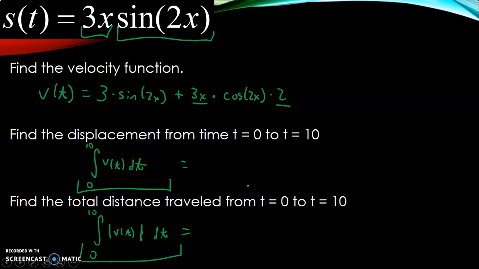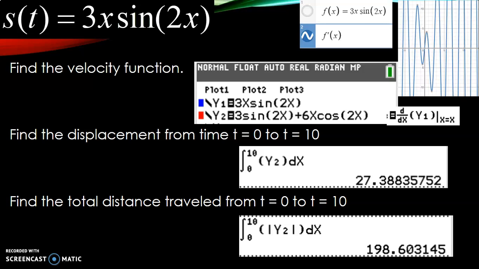Now, let's take a look at what the calculator would give us for each of these. So for the integral from 0 to 10 of velocity, and I put my velocity function into y2, I would get 27.388, and for the total distance, a much larger number, 198.603, because I put the absolute value around the velocity.